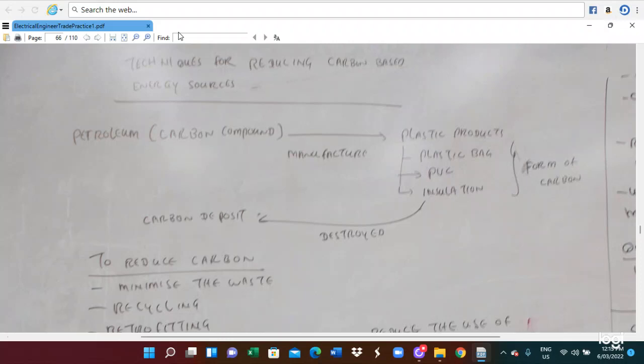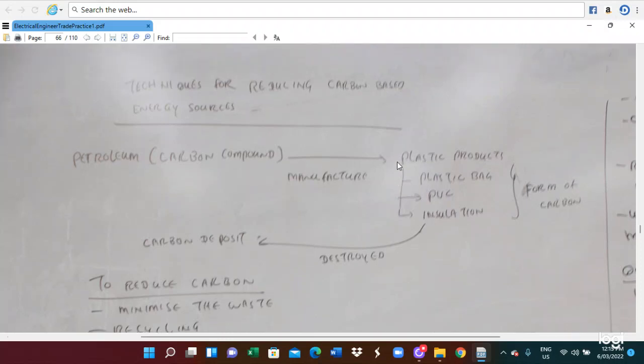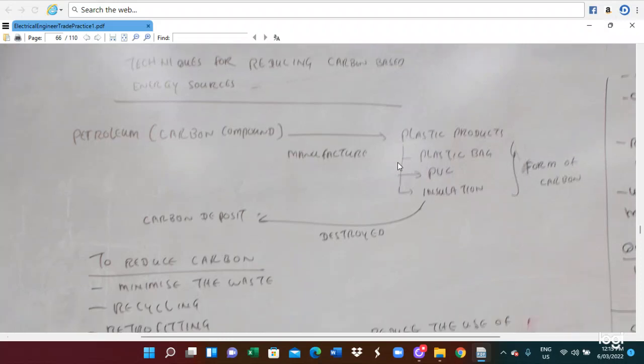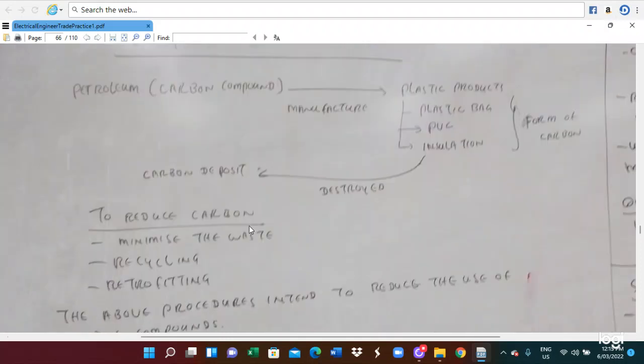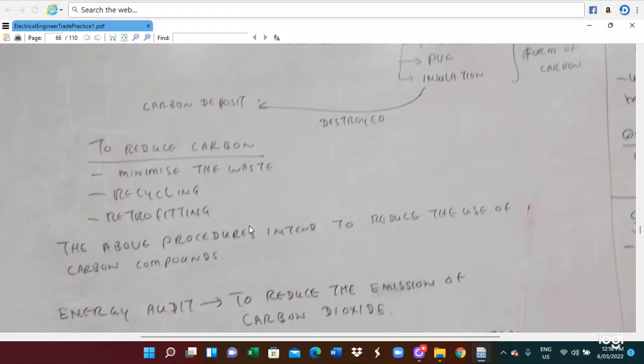So the next one is a technique for reducing the carbon-based energy sources. The carbon-based energy sources we are using are petroleum or plastic. Those are carbon compounds that we have to manufacture. In this case, we are using plastic material, plastic bags, PVC, insulation. Those are carbon materials. When they are destroyed, they can become carbon deposits. Therefore, we have to reduce the carbon.